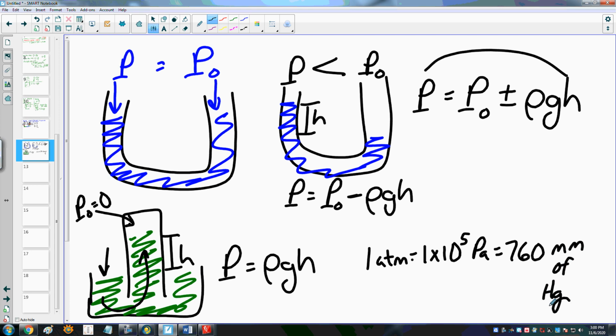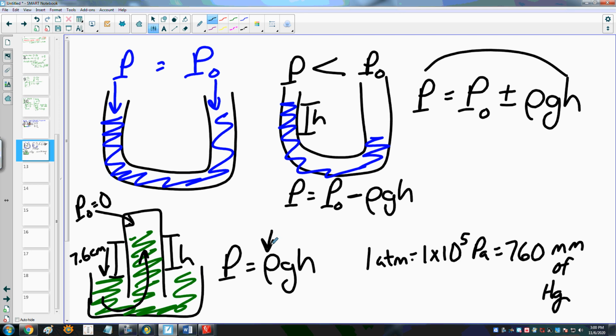So at atmospheric pressure, if you have this thing filled with mercury, it would go up 7.6 centimeters or 760 millimeters. You don't need to know that number, but you do need to understand how this barometer is dependent upon certain variables. The pressure given by the barometer is dependent upon H, but it's also dependent upon the density of your material.